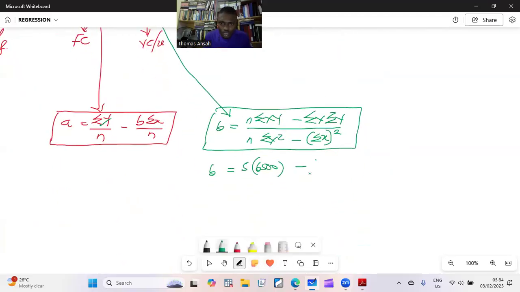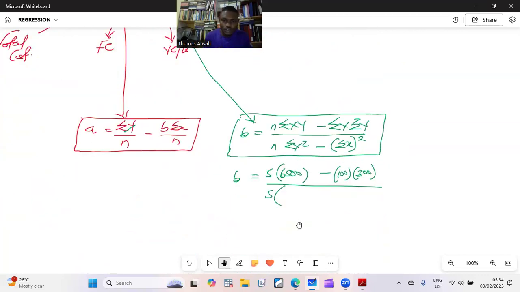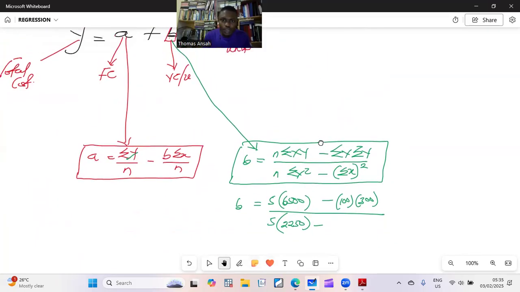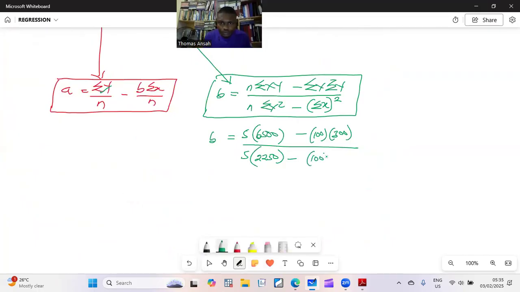All over 5 here. Sigma x squared, how much was X squared? 2250. So N times 2250 minus sigma x, then you square that one. So sigma x is 100, right? So 100 squared. That is that. So what would B give us? If you work these things well, B is actually equal to 2. So that is what you have.